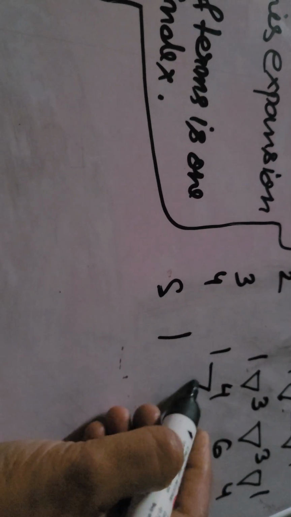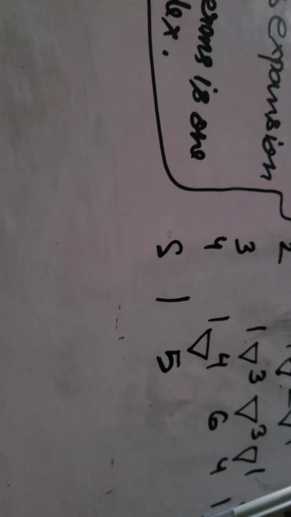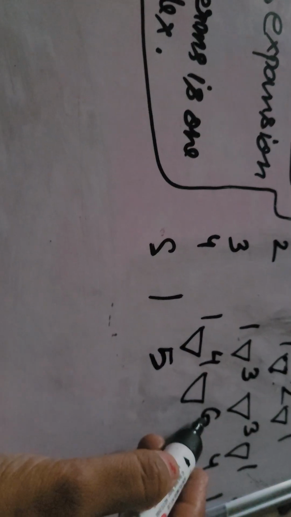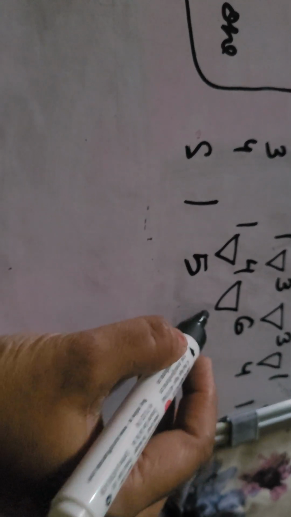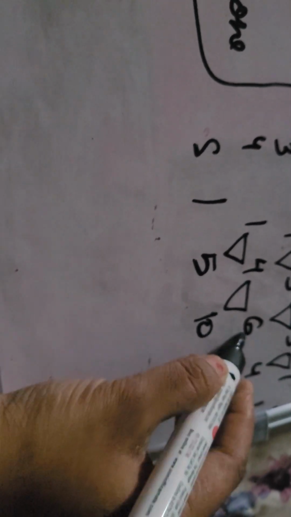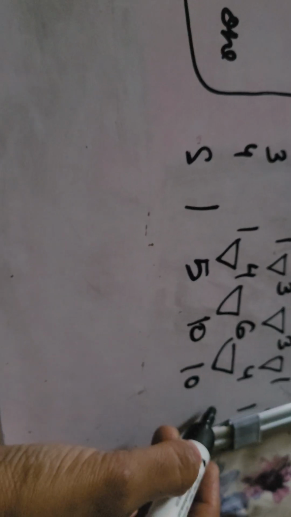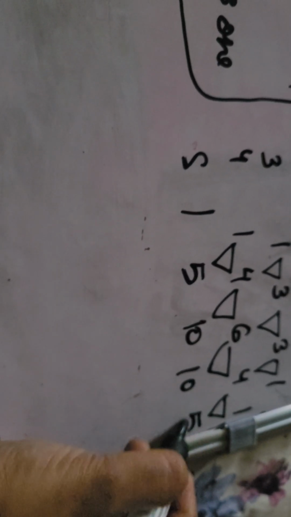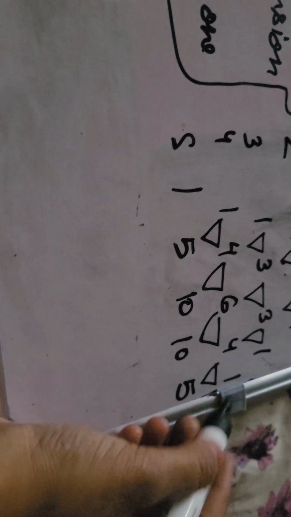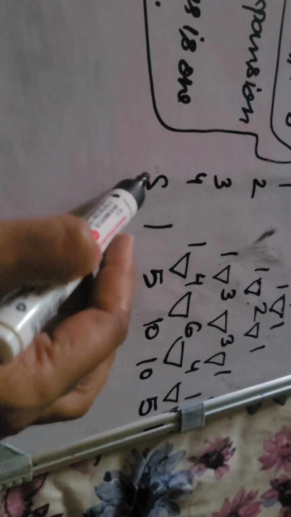1, 4 and 1, 5. 4 and 6 adding 10. 4 and 1 is 5. This is the index, and this is the coefficient of 5.